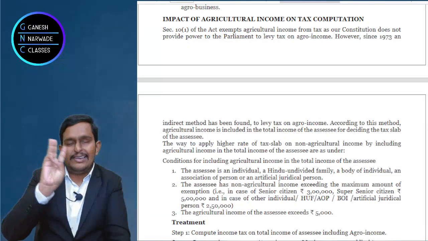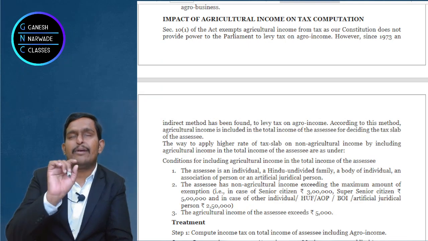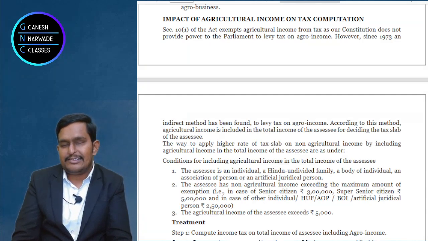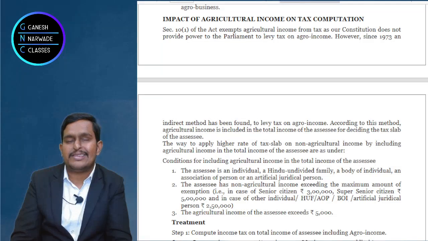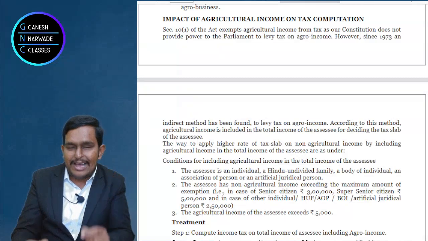If you satisfy 3 conditions: you are an individual, HUF, association of persons, body of individuals, or an artificial juridical person. In simple language, those who are subject to slab rate of taxation. Second, your non-agricultural income is more than the basic exemption limit. And third condition, agriculture income is more than 5,000 rupees. If the three conditions are okay, then compute tax like this.